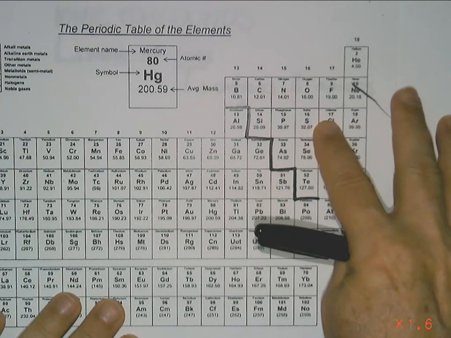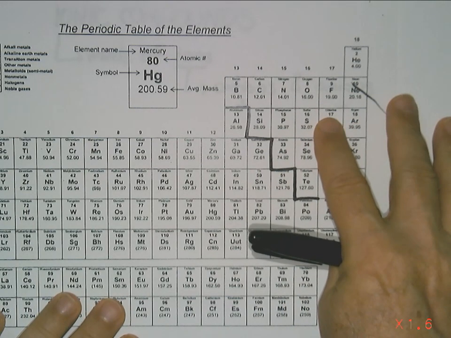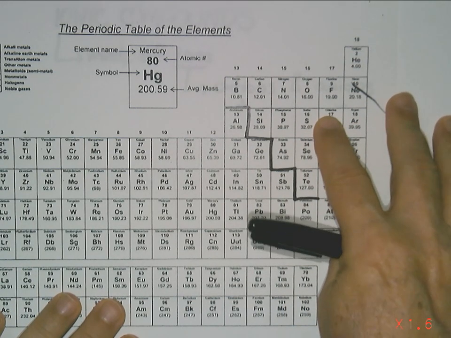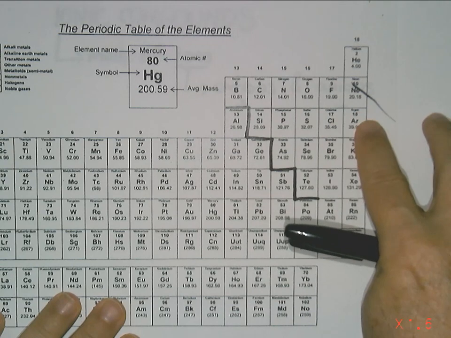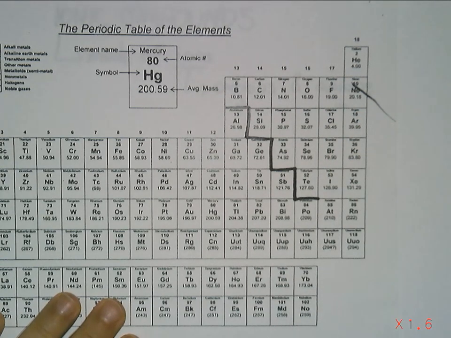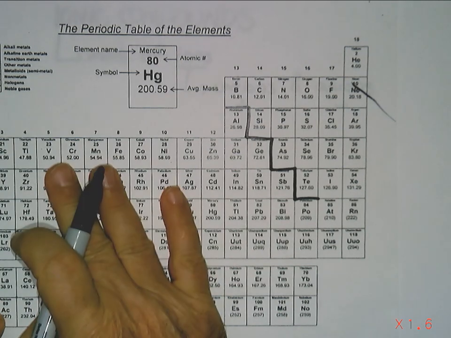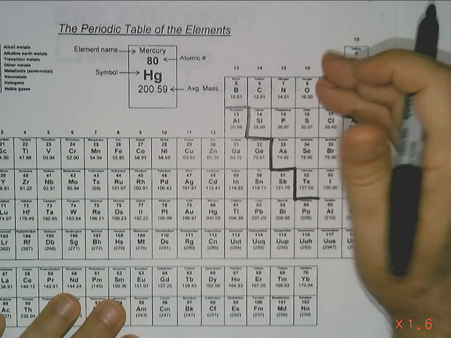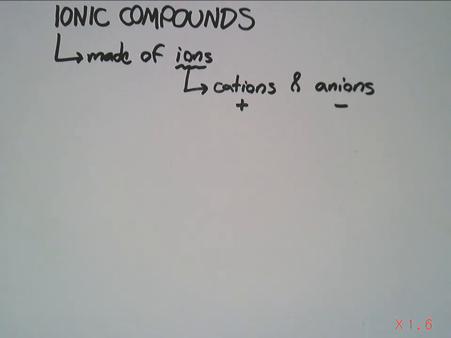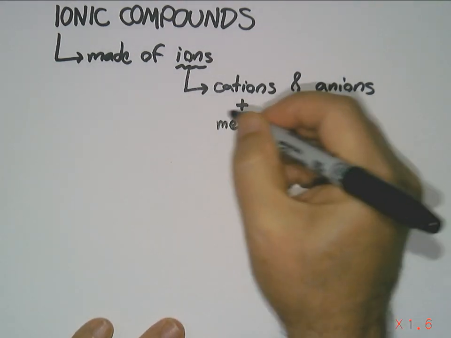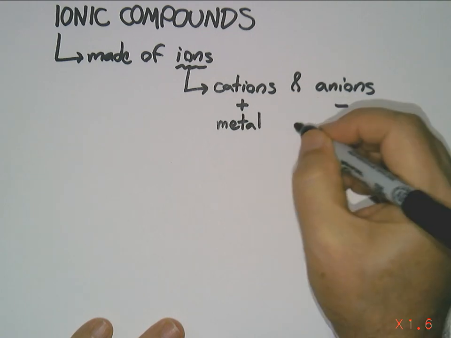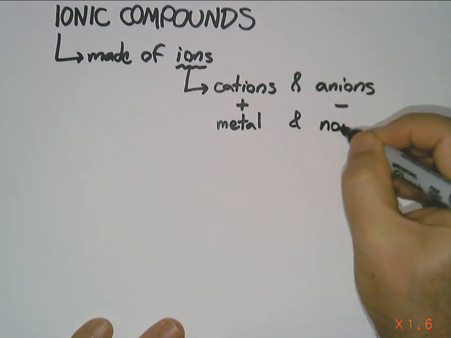And if you're on this side of the boundary line, you've got nonmetals with high electron affinities. They release a lot of energy when they grab an extra electron. They want to be like the nearest noble gas, so they're going to grab electrons from anywhere that they can and form negative ions. Positive ions, cations, negative ions, anions. So you usually see ionic compounds forming between metals and nonmetals.